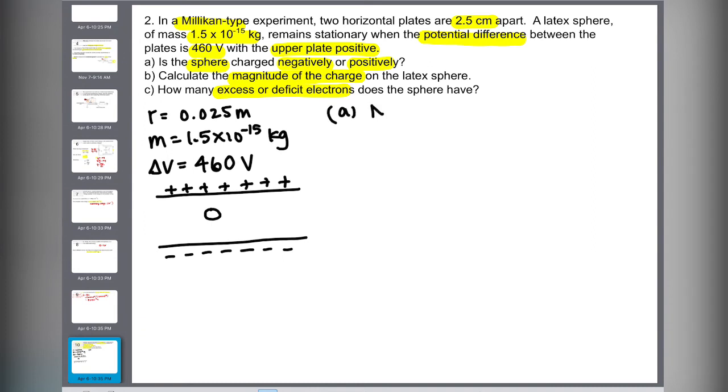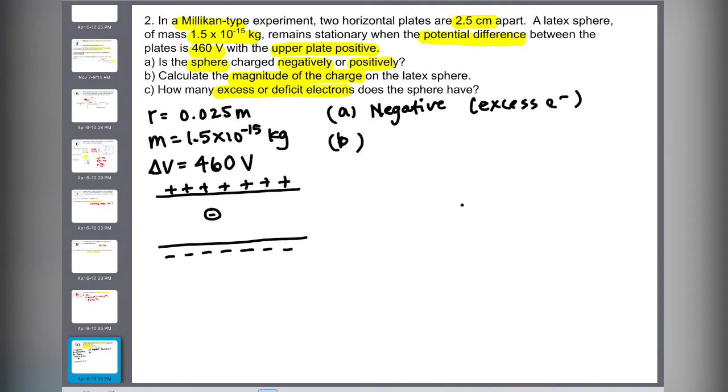The charge is going to have to be negative, okay? Because you need it to repel from the bottom and be attracted to the top. If it were the other way around, the only way you could suspend it is if you had a positive charge. So it repels from the bottom and attracts to the top, because the force of gravity always pulls it down, okay? So it has to be negative. So what that means for part C is you're going to have an excess of electrons.